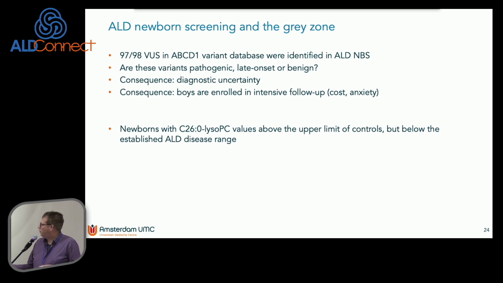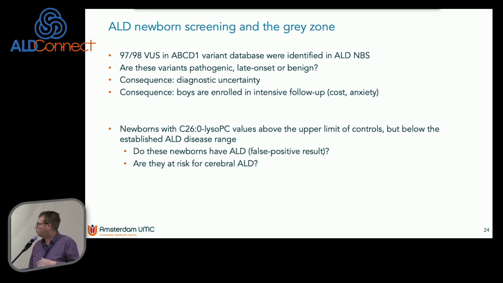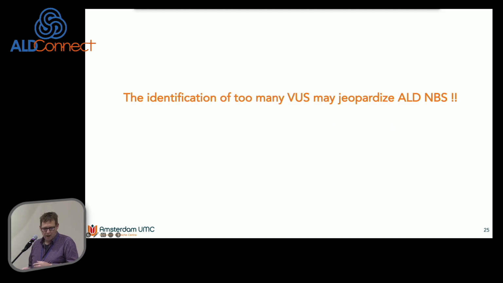And these newborns have a C26 lipid level that's above the control level, but it's below the established ALD range, so it's in the gray zone. So these are screen positives, and these individuals will be referred to a metabolic center or to a specialist. The question is, are they at risk for developing adrenal insufficiency or cerebral ALD? So do they benefit from newborn screening? Or are we creating patients? And that's not a good thing. So we need to tackle this. We need to work on this.